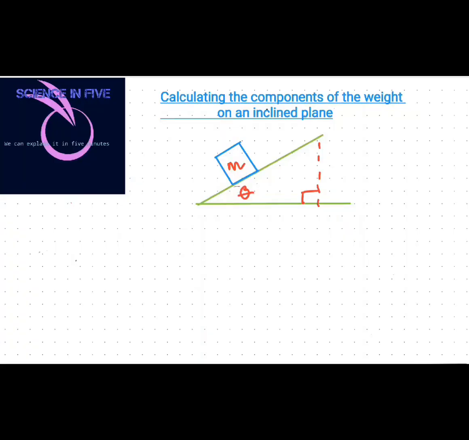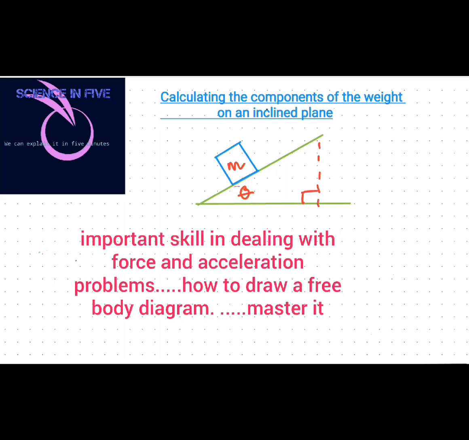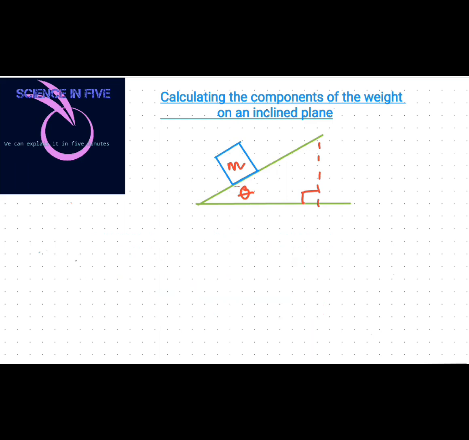To be able to calculate the components of the weight on an inclined plane, let's draw a free body diagram. And on that free body diagram, we're going to draw the forces that are acting on this object. Okay, so the first thing I normally do is to mimic the inclined plane. Okay, and then I'm going to have my object here. So there's the object, there's that box there.